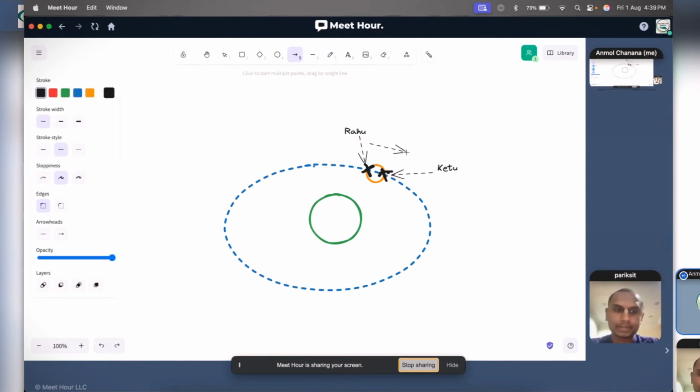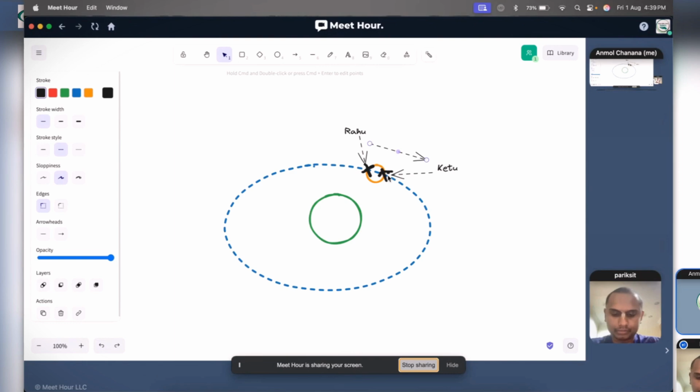These will always be 180 degrees apart. Any chart you take, they both will be retrograde. I'll explain the concept of retrograde later on. They both will be retrograde, and they both will be 180 degrees apart. They can never be in the same house, understand?